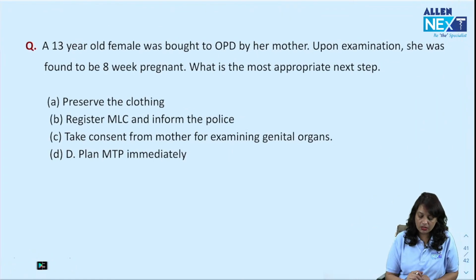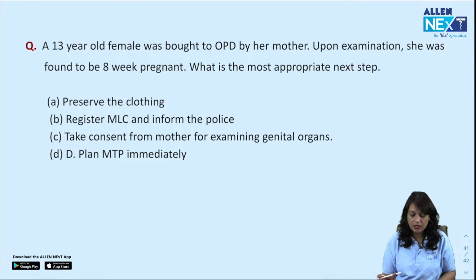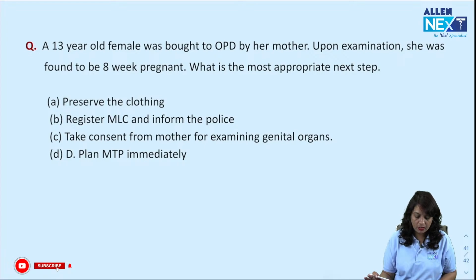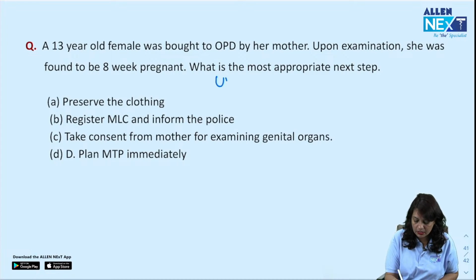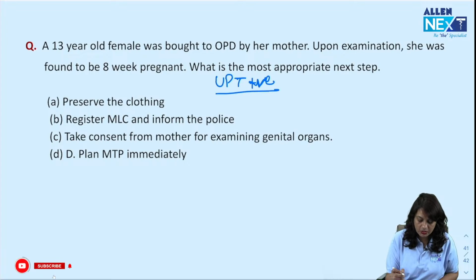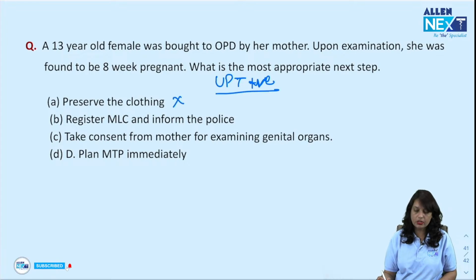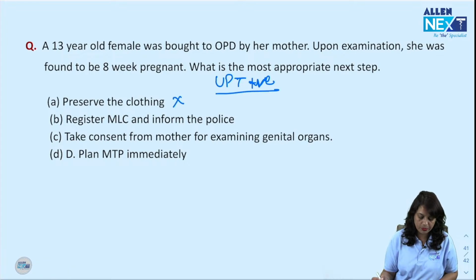Next question. A 13-year-old female was brought to the OPD by her mother. Upon examination, she was found to be 6 weeks pregnant. What is the most appropriate next step in management? Okay, so preserve the clothing. If she is already like 8 weeks pregnant, and I think in the question it was written UPT was done, which is positive. So preserving the clothing is of no sense to me.